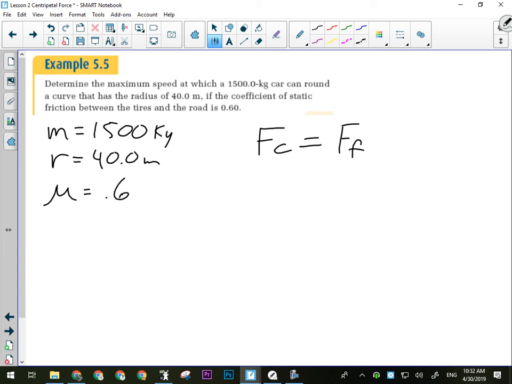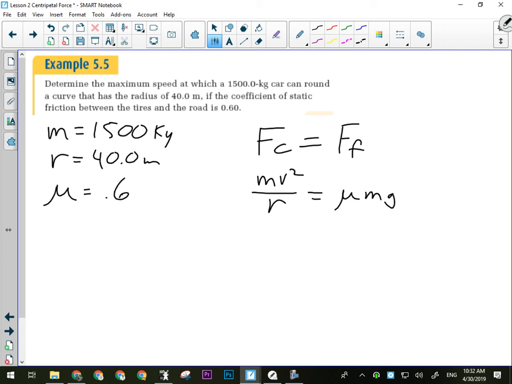And as we said, the challenging part of this unit is always determining what Fc is equal to, what force is providing it in this case. So once I get to this point, then I can put in the formulas. The formula for Fc is mv squared over r. And the formula for force of friction is mu times the normal force, which on a level surface is equal to m times g.